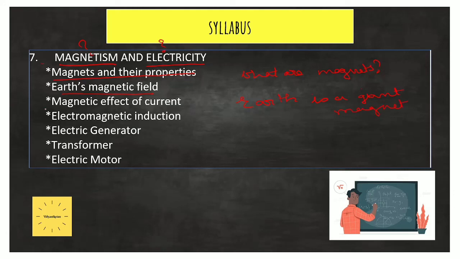Then we will learn about magnetic effect of current. We will study electromagnetic induction. Then using these concepts we will study electric generator, transformer, and electric motor. We will learn the principle on which electric generator, transformer and electric motor work. Then we will solve questions on this topic, and then we will end this chapter.